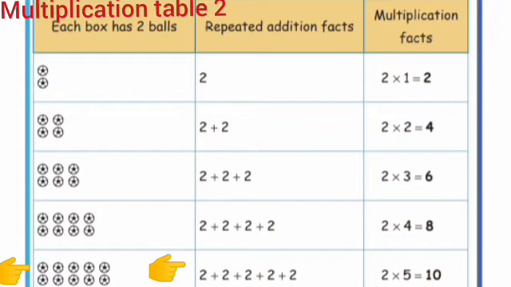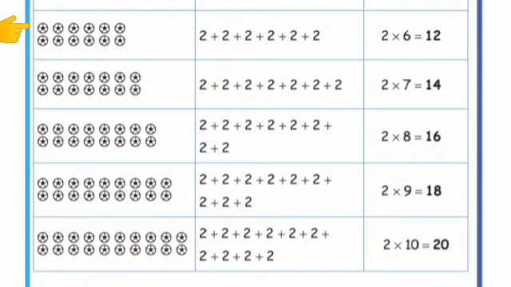In multiplication fact, 2 5s are 10. Children, in the same way, we can write 2 plus 2 plus 2 plus 2 plus 2 plus 2 equal to 12. In multiplication fact, 2 6s are 12. Same way, 2 7s are 14. 2 8s are 16. 2 9s are 18. 2 10s are 20.